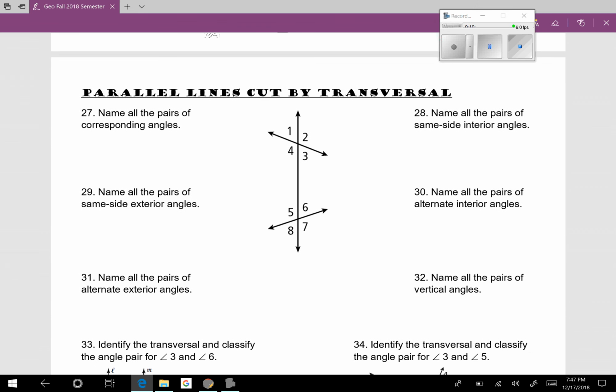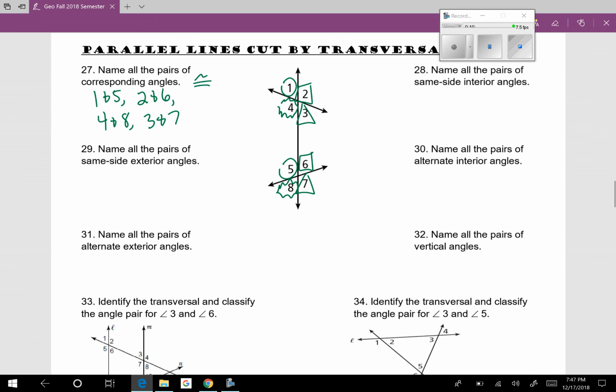All right, 27. Parallel lines cut by a transversal. Okay, corresponding angles. They're angles that look like they're in the same spots, but in our different groups. So angle 1 corresponds to angle 5. So 1 and 5. Angle 2 corresponds to angle 6. So 2 and 6. Angle 4 corresponds to angle 8. And then angle 3 corresponds to angle 7. So those are corresponding angles, and remember they are congruent, meaning equal.